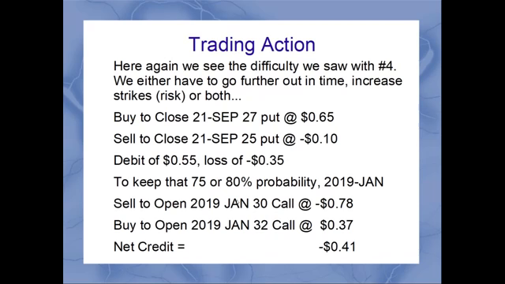And again, to stay with my requirement or my preferred 75 to 80% probability, I've got to go out to January 2019. The Novembers aren't released yet. Going out to October with the probability I want didn't give me the 35-cent net credit. Go out to January 19. I'd sell to open the 30 strike call for 78 cents. Buy to open the 32 call at 37. Left a full strike between so I can keep the adjustment on the bear call side of moving that call up if it gets threatened. But I get a 41-cent net credit.